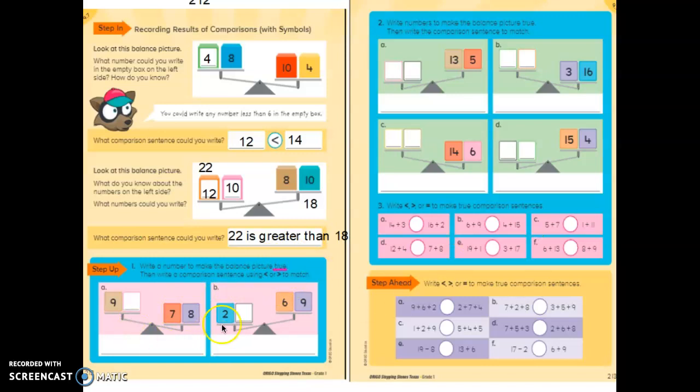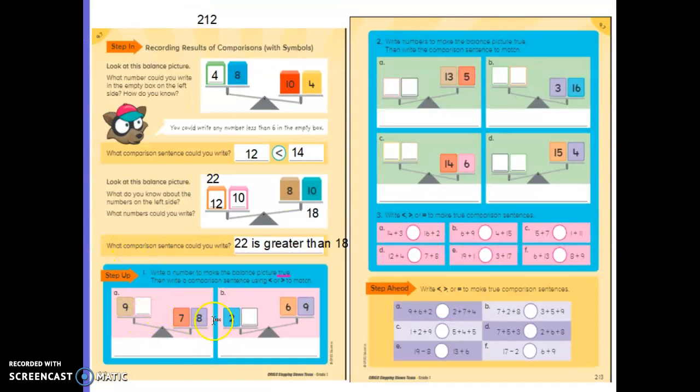So I know the first step I want to do is add. So I'm going to add the side that I know. 7 plus 8 is really 15. So I need any number that's less than 15. Because this is lighter. So 15 is the heavy side, so it needs to be less than 15. Let's see, so 9, let's say any number less than 6.